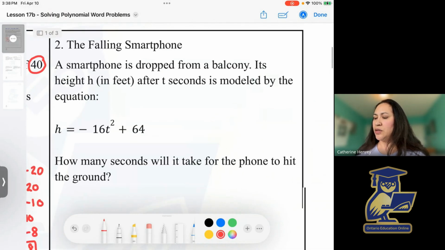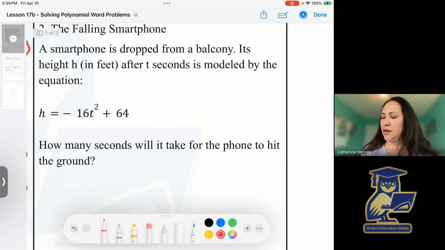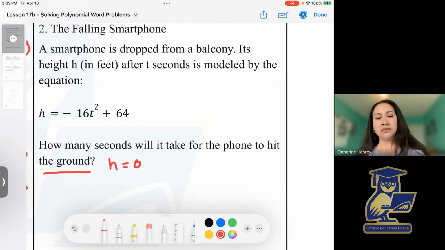In this example, a smartphone is dropped from a balcony. Its height h in feet after t seconds is modeled by the equation that's given. H, the height, is equal to negative 16t squared plus 64. How many seconds will it take for the phone to hit the ground? Right here, this is an important piece of information. When the phone hits the ground, the height from the ground, h, is going to be 0.